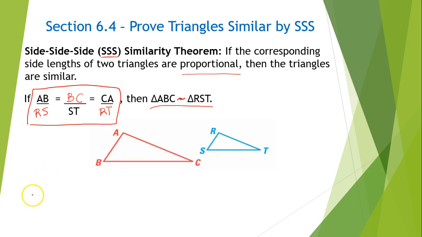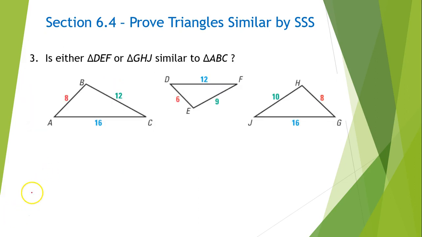Okay, so let's apply this. All right, so whenever we're applying the side-side-side similarity theorem, normally this is how your triangles are going to look. You're going to know all the side measurements of each of the triangles, but you're not going to know any of the angle measurements. So right off the bat, you should think, okay, I've got all three of my side measurements in each of my triangles.